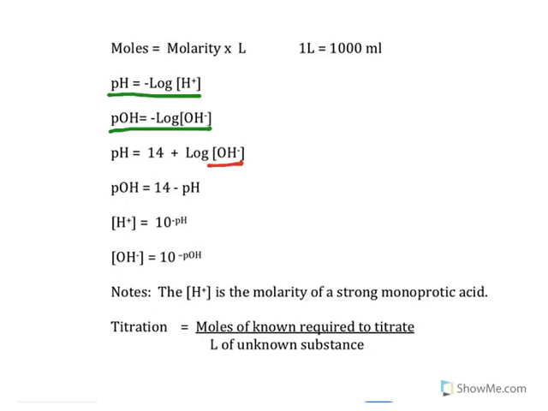If we want to calculate pOH, it's just 14 minus the pH, so if we're changing pH into pOH. If we want to calculate H plus, 10 to the negative pH. If you want to calculate OH minus, it's 10 to the negative pOH. So H plus is the molarity of a strong monoprotic acid. Monoprotic means it only has one hydrogen. And for titrations, we'll talk about that a little later.